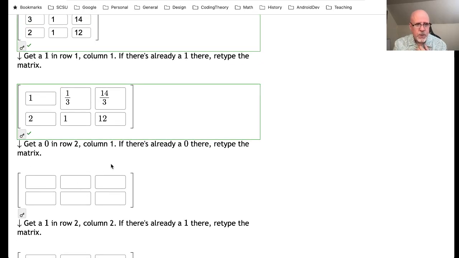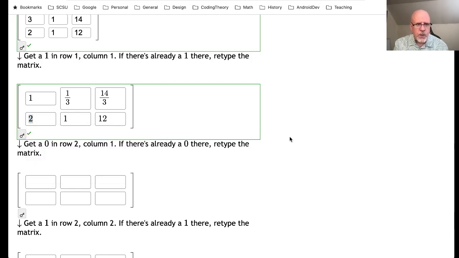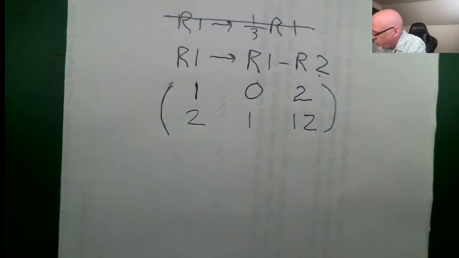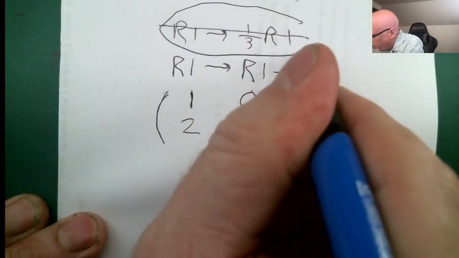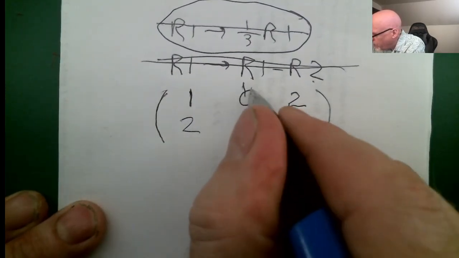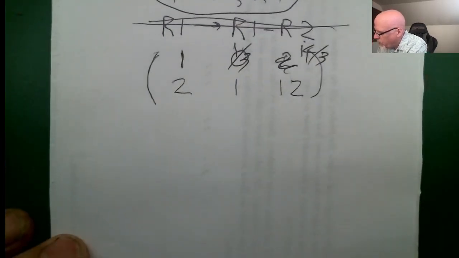Get a 0 in row 2, column 1. If there's already a 0 there, retype the matrix. What position are they talking about? Row 2, column 1. That's here. It's currently a 2. To turn that into a 0, okay, I'm gonna go back to the .cam and, sorry, we did stick with this method, doing the scaling and not that one. That makes this a 1/3 and this 14/3. I guess I'll write those neater in the next position.